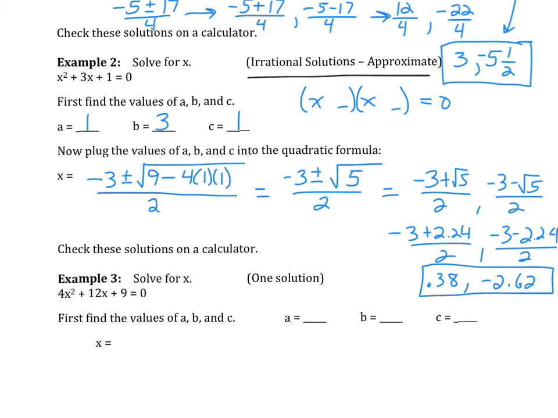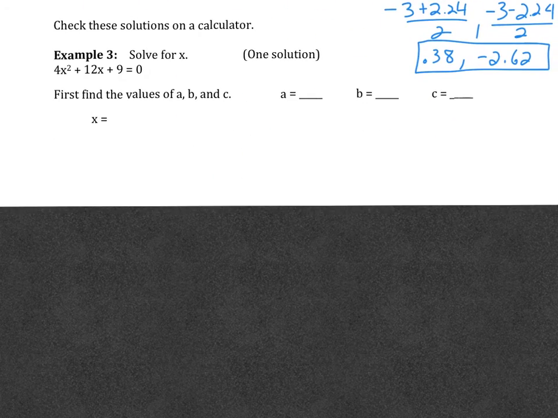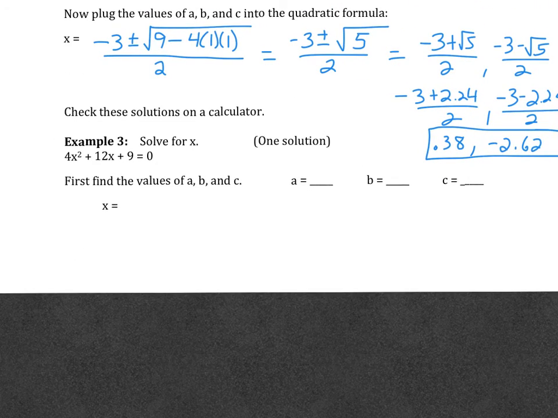Okay, and we are back. Example 3. Example 3 is 4x squared plus 12x plus 9 equals 0. It does say this will produce one solution, so that must mean that the discriminant's going to be 0. Let's find out.